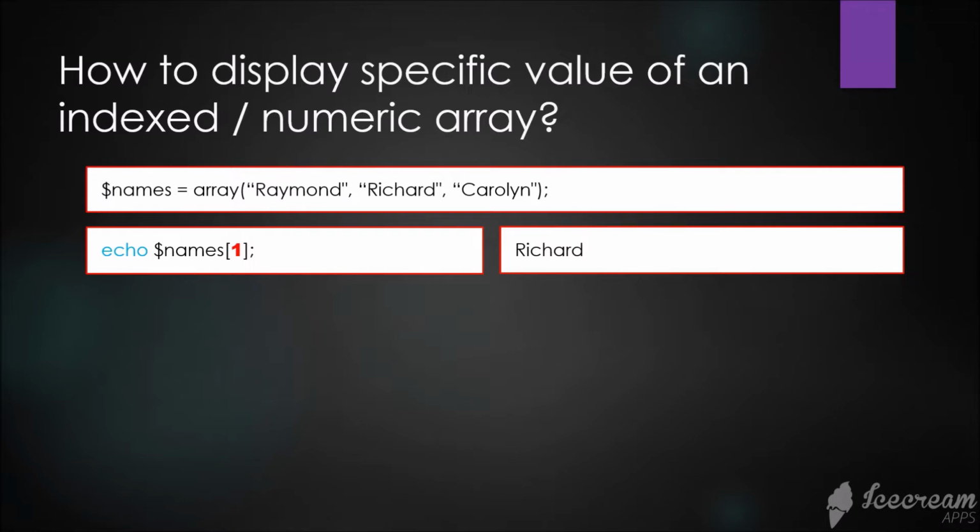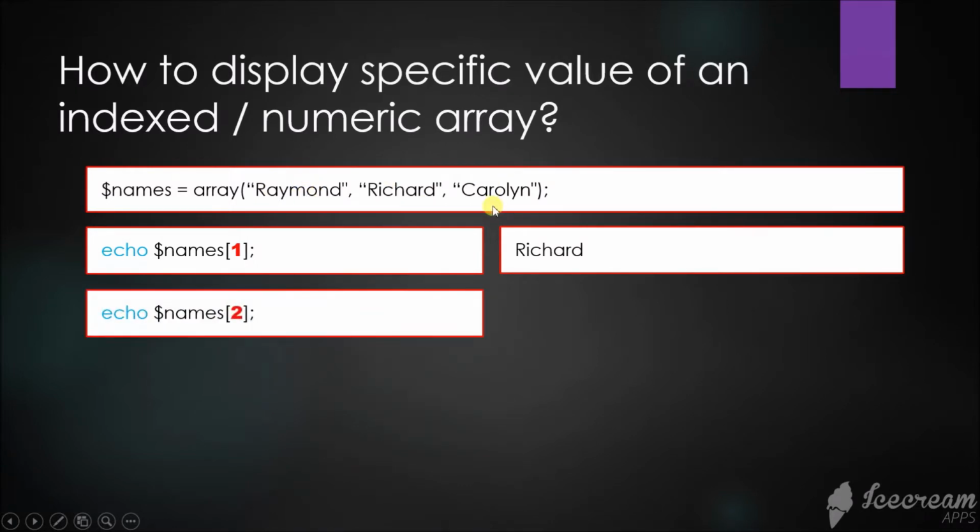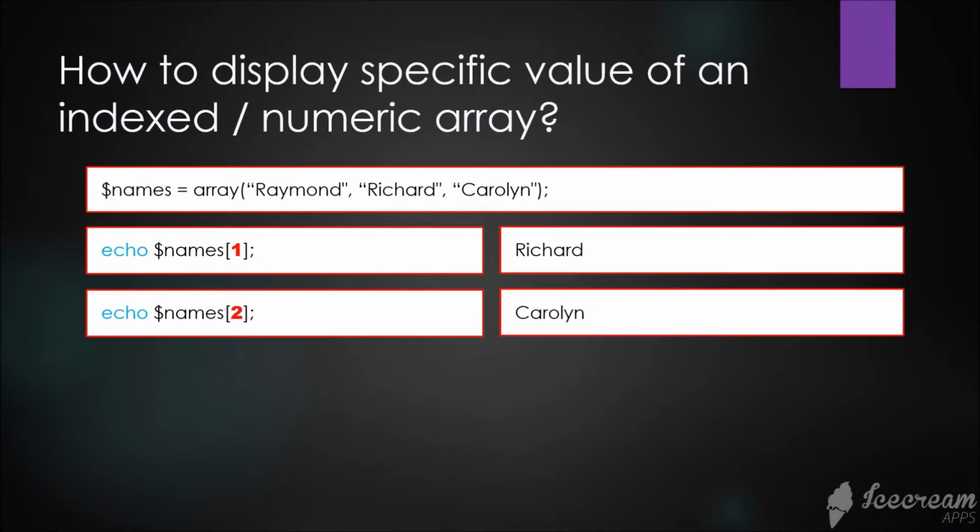Now, if we want to display Caroline, of course, we find out its index: 0, 1, 2. So we put 2, then it will display Caroline. Okay? So that's how we display a specific value of an indexed or numeric array. We just need to know the index of that particular element. Okay?